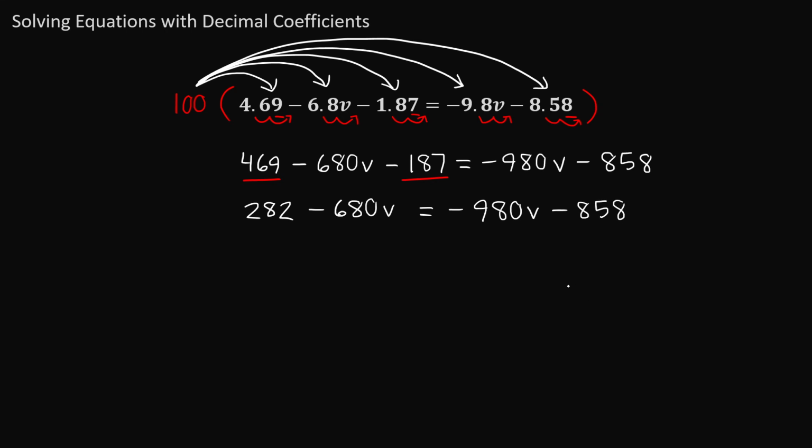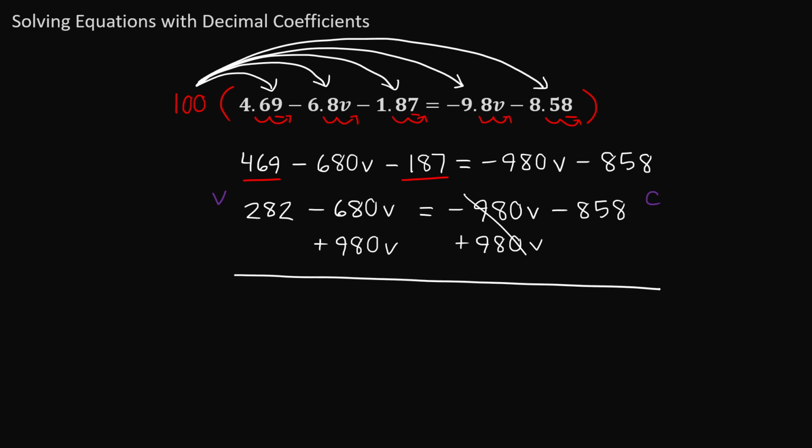From here, I get to choose whether I want my constants to end up on the left side of the equation or the right side. I'm going to choose to put the variables on the left side of the equation. So variables will end up here, constants will end up over here. So if that's the case, I'm going to move my variable that's on the right side of the equation, negative 980v, and collect it with negative 680v. To move negative 980v, I'm going to add the opposite of that variable. I'm going to add 980v to both sides of the equation. This is canceled. We now have 282, and then negative 680v plus 980v is going to be positive 300v. And that's all equal to negative 858.